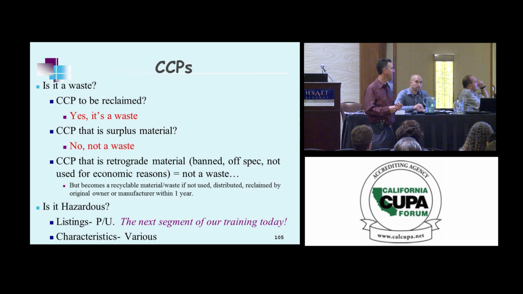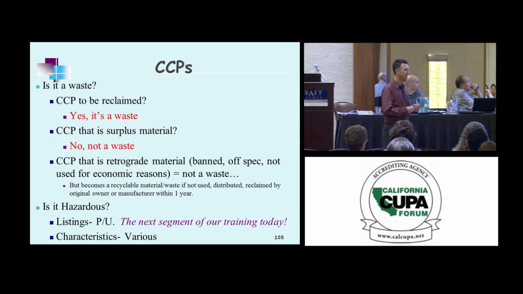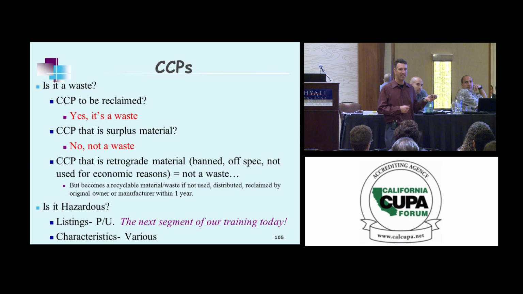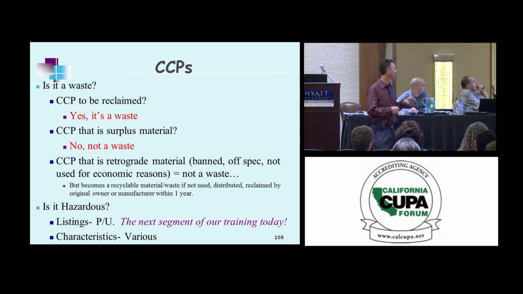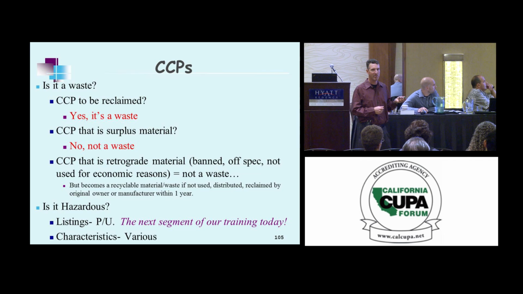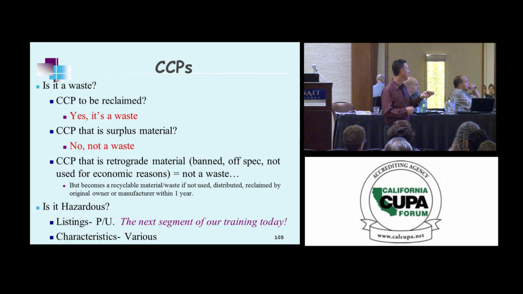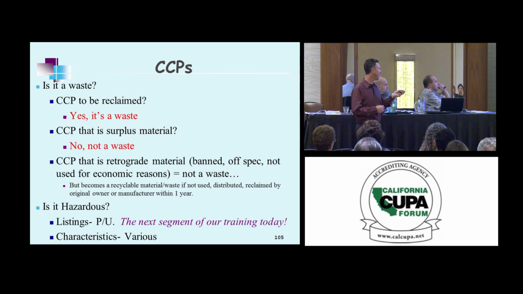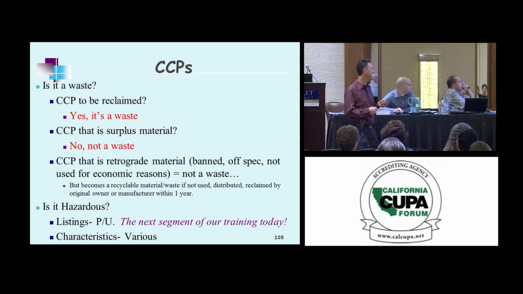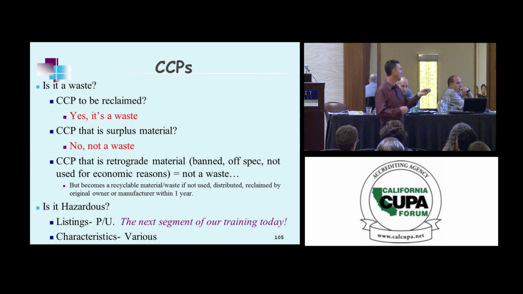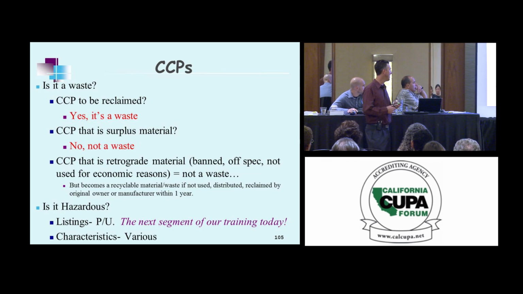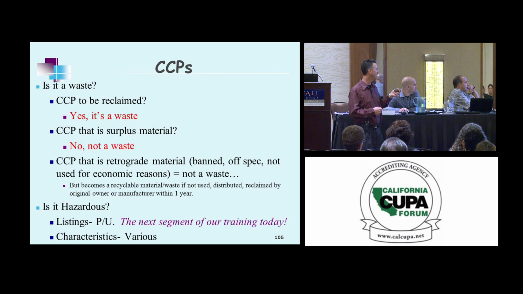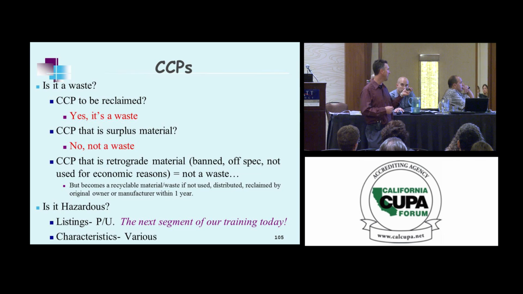If you have a commercial chemical product going to be reclaimed in California, what is the answer? Yes, waste. Surplus material, same as we talked about before. However, retrograde material, which could be something that's not used for economic reasons, could become a recyclable material if it's not reclaimed, reused, or turned back to the manufacturer within a year. So some things will get captured there as a waste.